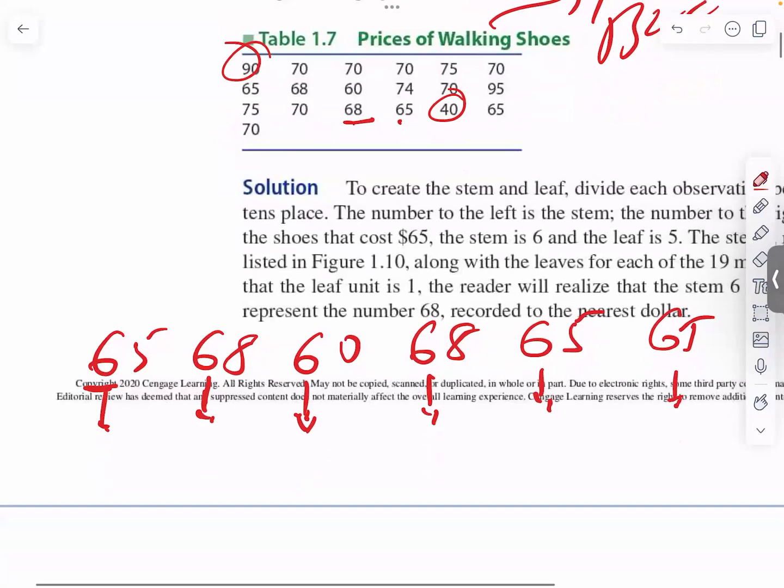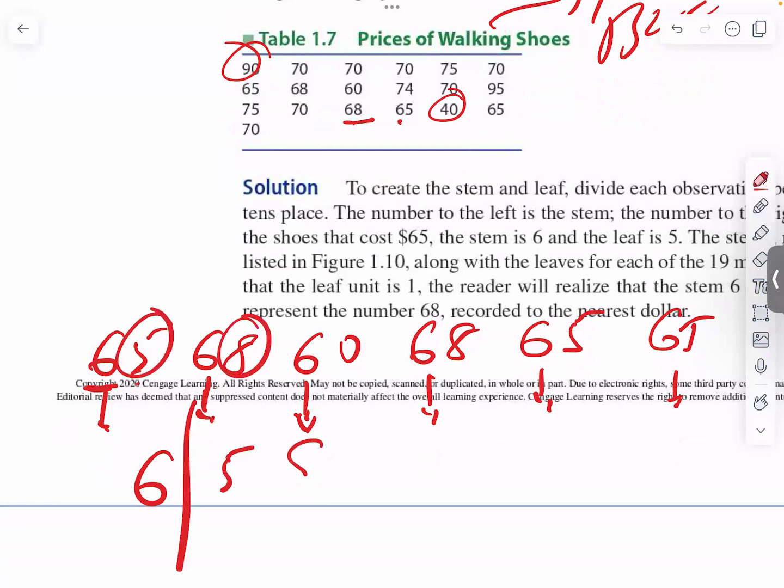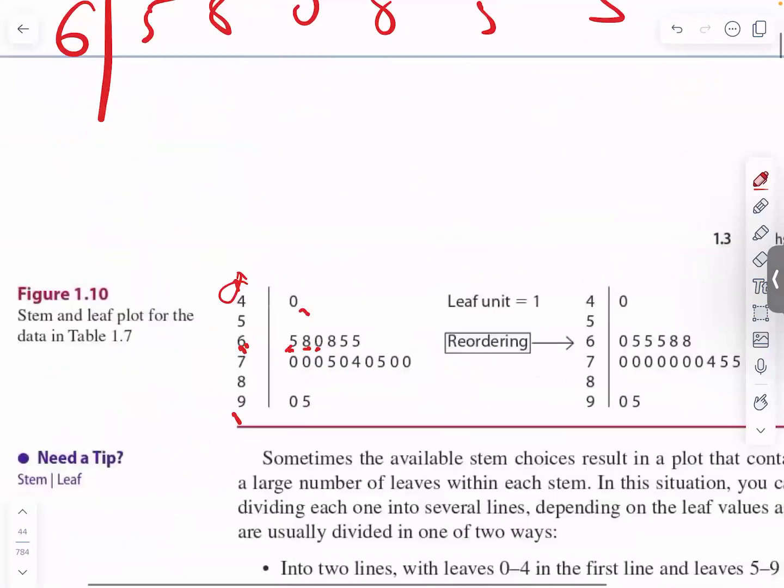First digit is the stem. If you pick 6 out, that's the stem. That is 5. That's 5. That is 8. 0. Another 8. Another 5. Another 5. That is exactly what is going on here.